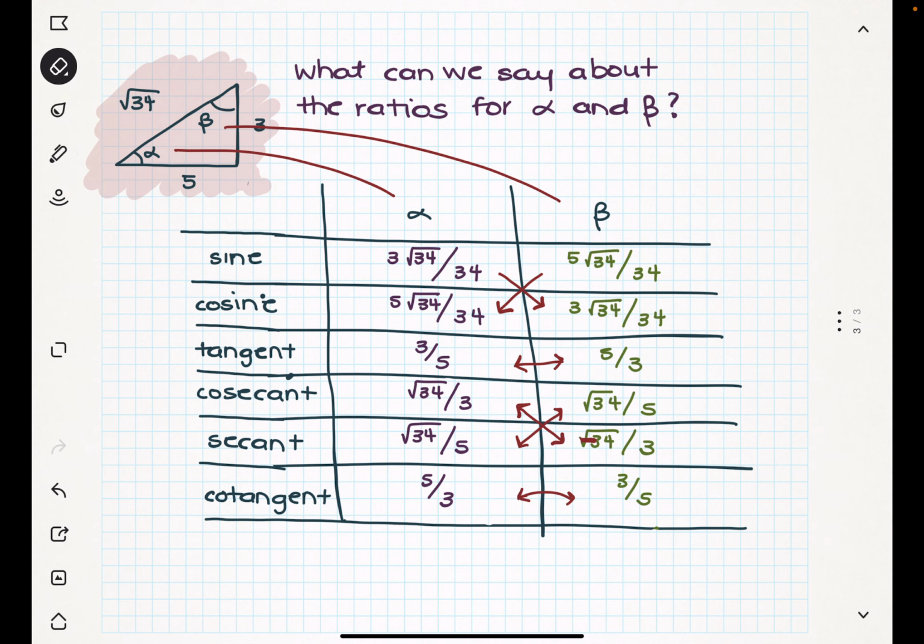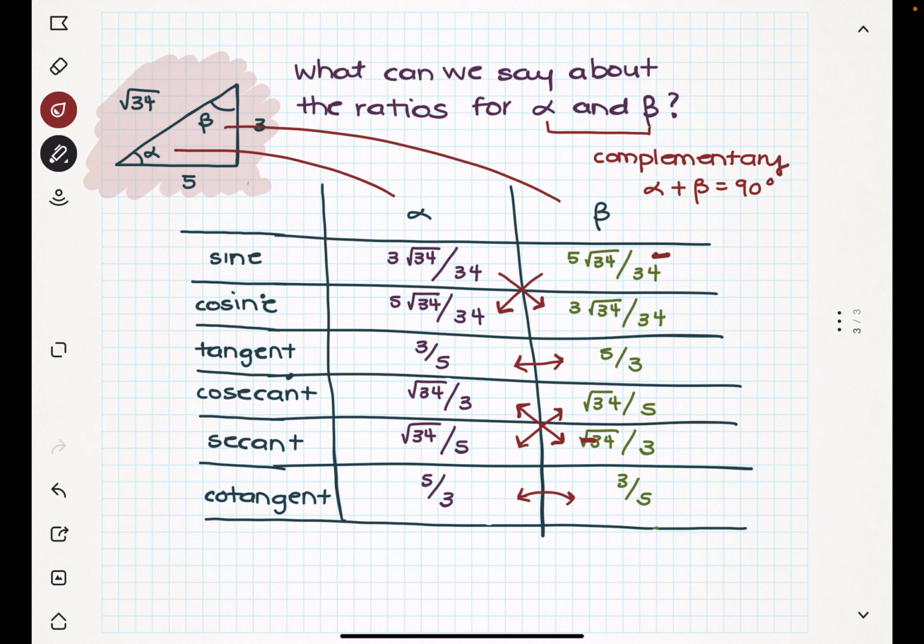So my angles alpha and beta are complementary. They're complementary angles. They add up to 90 because my other angle is already 90. So that's a cool fact because that actually gives you an identity that we're going to use in the future.